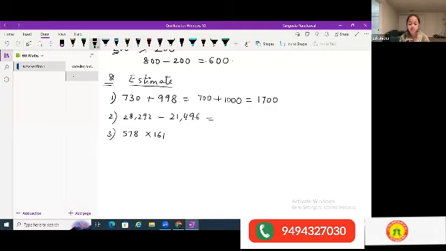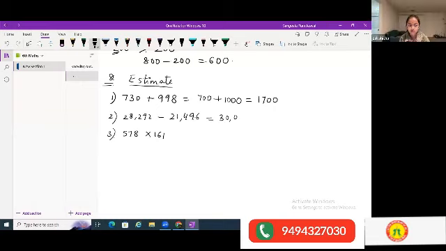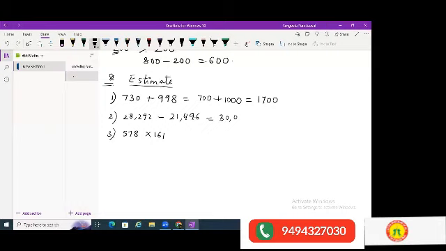Now the next one also. 30,000 minus 20,000. Yes. Okay, we have rounded it to the 10,000 place value. So 30,000 minus 20,000, how much is that? 10,000.